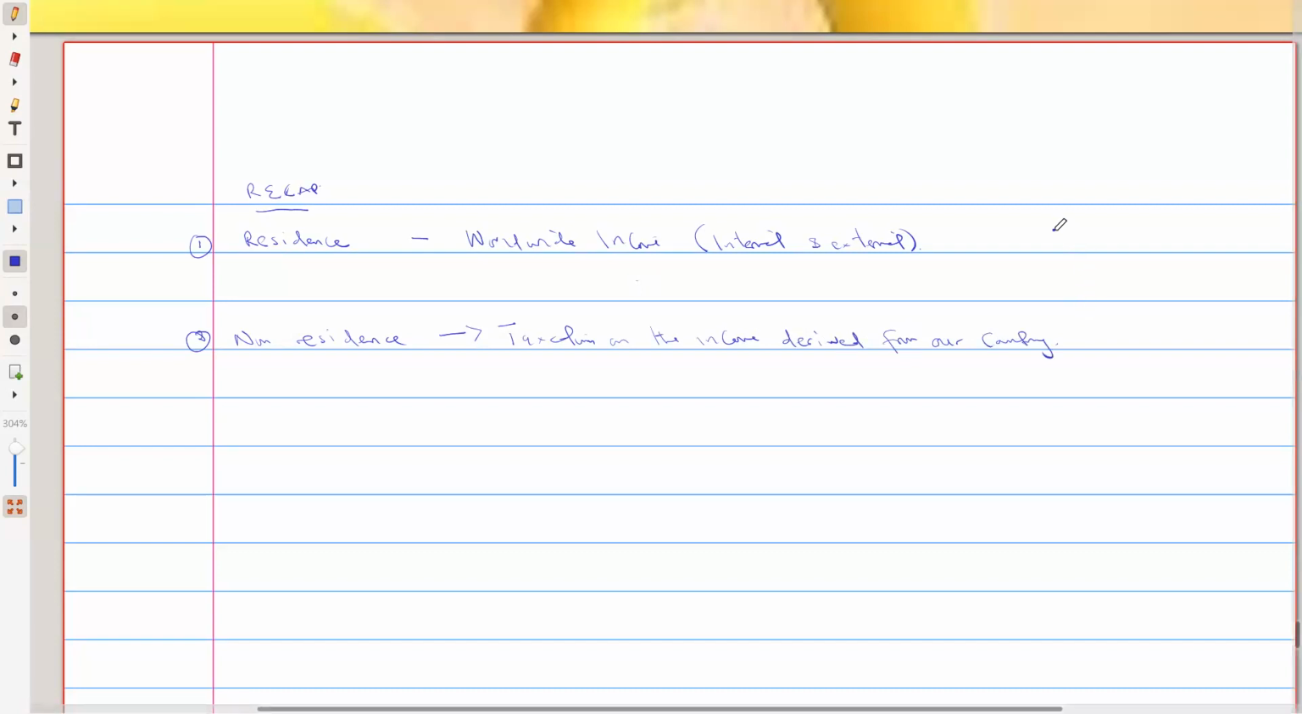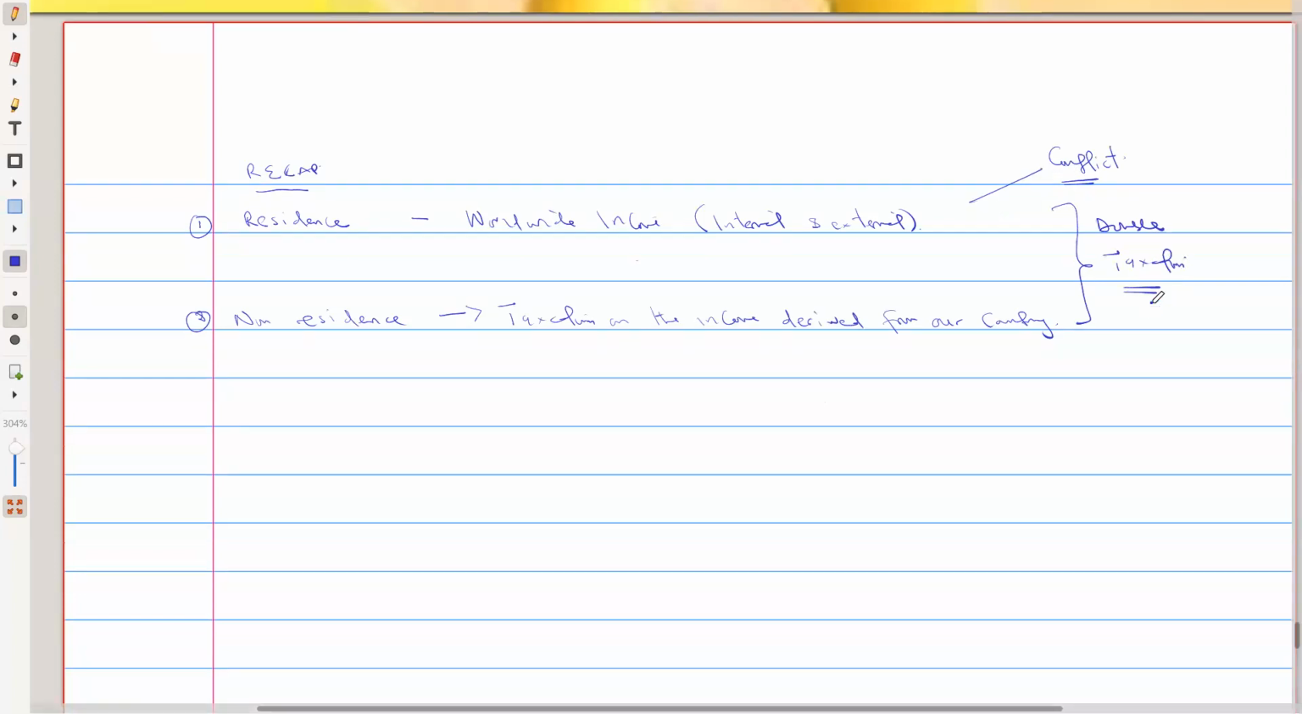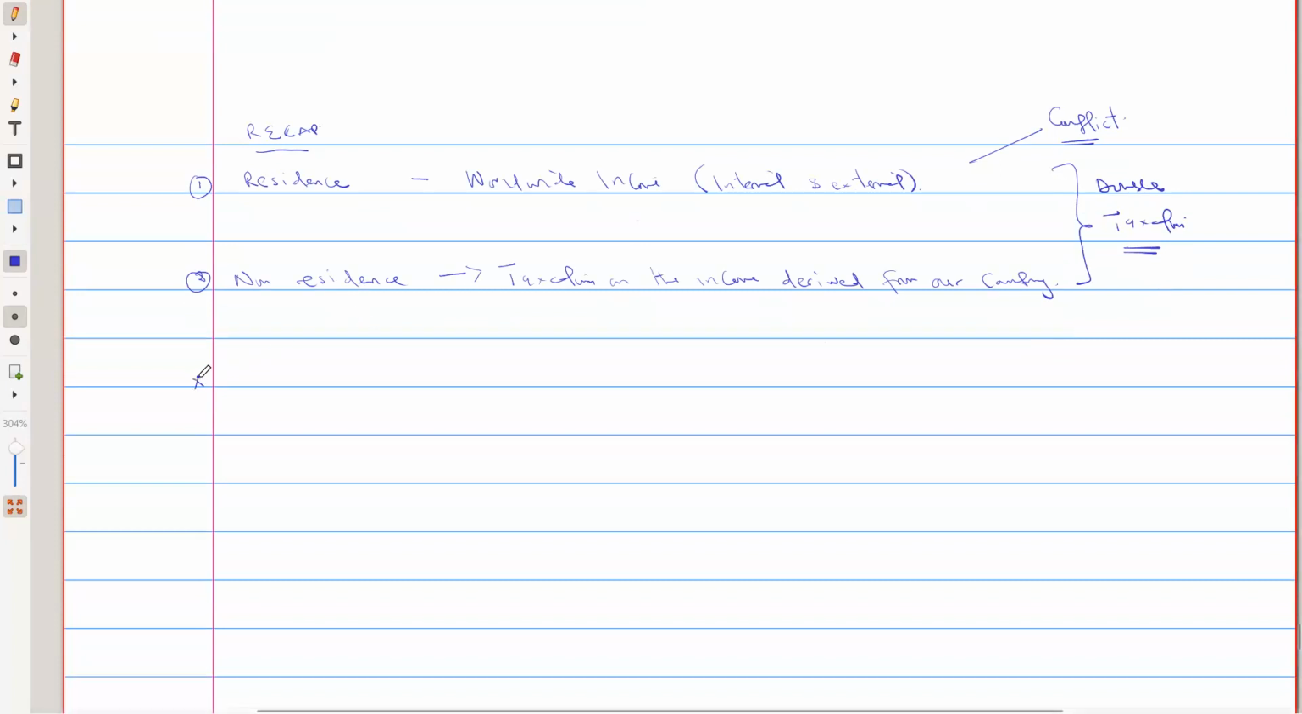Now, this creates a problem because there is a possibility of a conflict, that where you reside is not where you're earning your income from. Because you reside somewhere, you must pay tax, and because you're earning money somewhere, you must pay tax. It then gives us the challenge of a possibility of double taxation. The concept of double taxation then comes with a number of challenges.